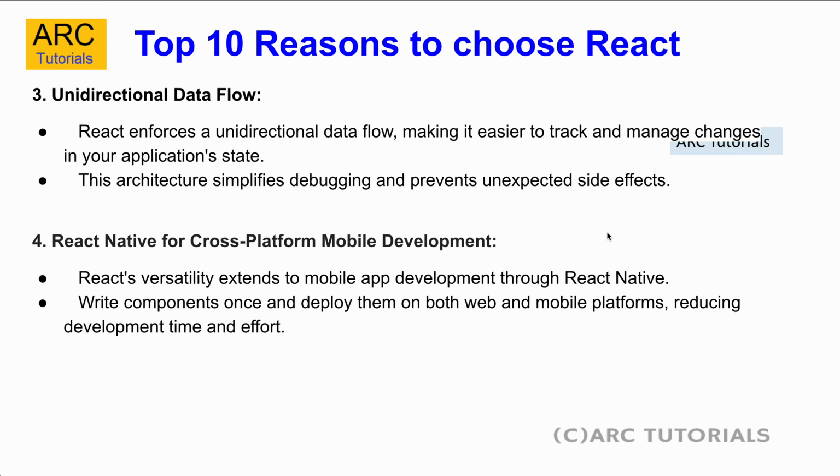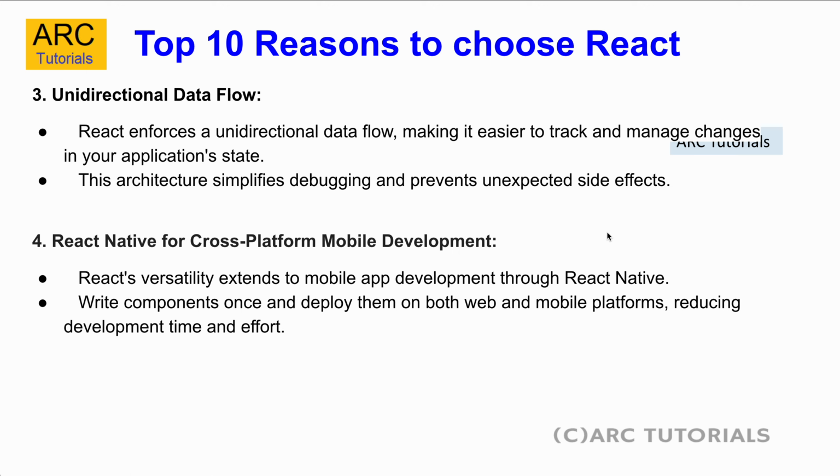The third reason is the unidirectional data flow. React enforces a unidirectional data flow, which means it's easy to track and manage changes in your application state. This architecture simplifies debugging and also prevents unexpected side effects.